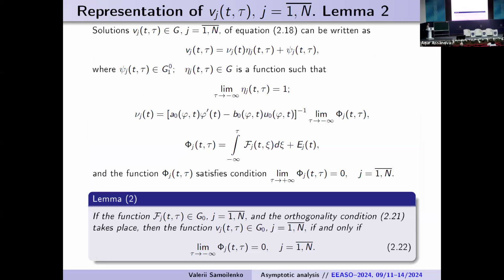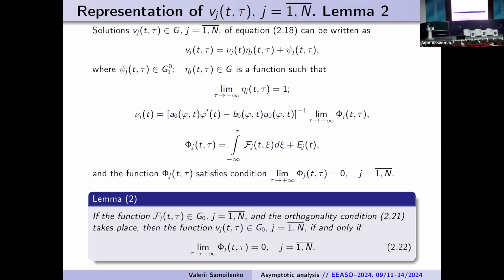This result is given by lemma 2. So if the right side function belongs to the space of quickly decreasing functions with respect to variable t, and the orthogonality condition that we showed on the previous slide takes place, then the function of the singular term of the asymptotics belongs to the space of quickly decreasing functions if and only if condition 22 holds. And for the case when the conditions of this lemma are not fulfilled, we have a representation of the solution of equation 18 in the form of the first row on the top of this slide. So we have here some function phi from space G sub 0.